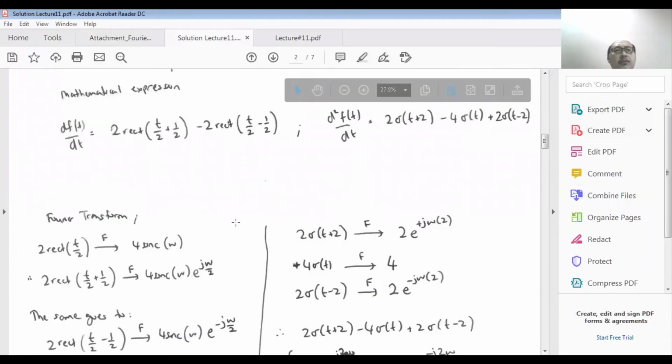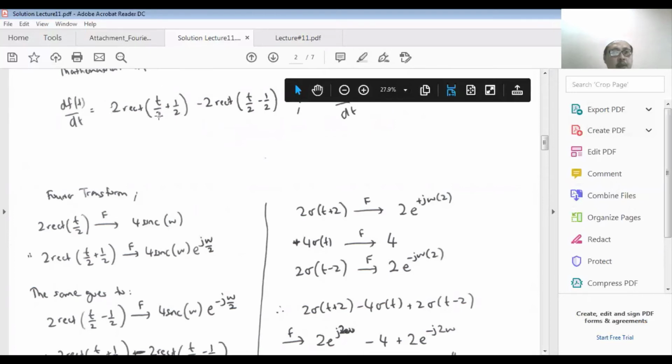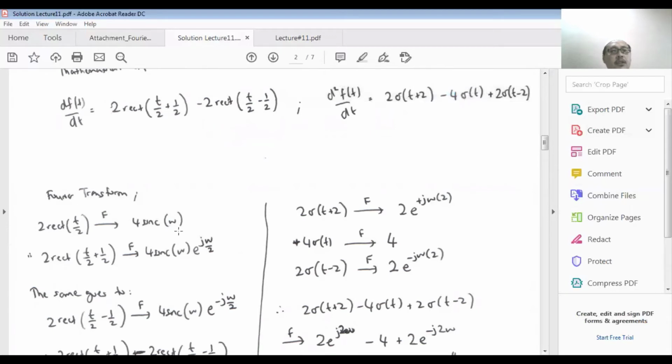Okay, so we are supposed to get, for the first order differentiation, it is equals to, for this one, initially for 2 rectangular t over 2, so you are supposed to get 4 sinc of omega. So you can refer to the table on how we can obtain 4 sinc of omega as a Fourier transform for this function of time domain. So you can refer to the table on your own.